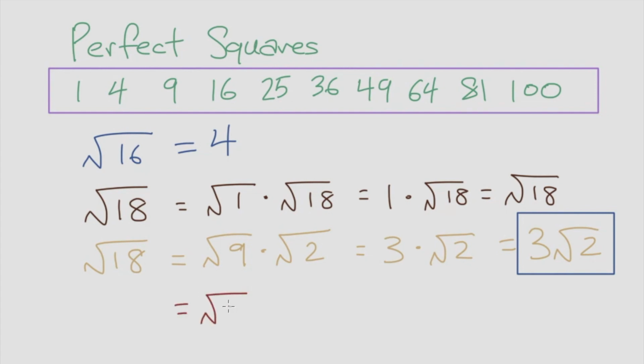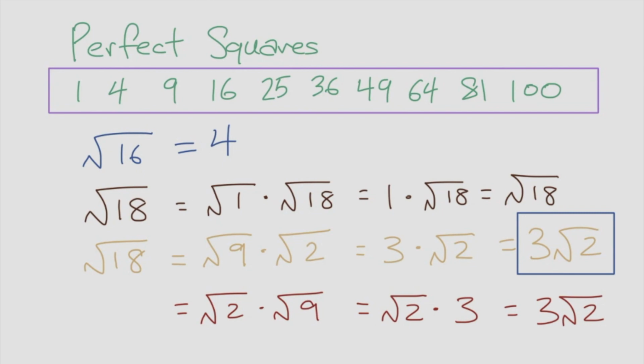Now, you might also be wondering, what if we did root 2 times root 9? 2 times 9 is also 18. Would that work too? Well, you're absolutely right. That would work. I'd write that as root 2 times 3 because root 9 is equal to 3. But then after that, I would also write the final answer as 3 root 2 because I just think the whole number looks best when it's outside the radical in the front and not in the back. So once again, try to make sure that your whole numbers are in the front of the radical and not in the back of the radical.